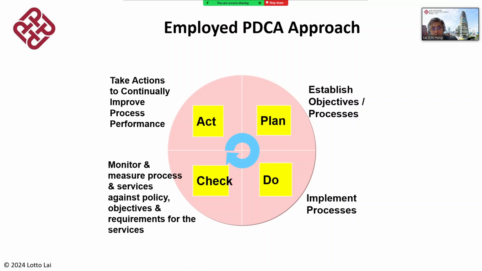So when you employ the PDCA approach, it's a process approach. First, you need to establish your objective in your process, your planning, implement your planning as a process, checking whether your testing or product production fulfills your objective, your measurement point against your policy and objective requirement. If there is some deviation or some improvement point, you can take action for continued improvement of your process performance.